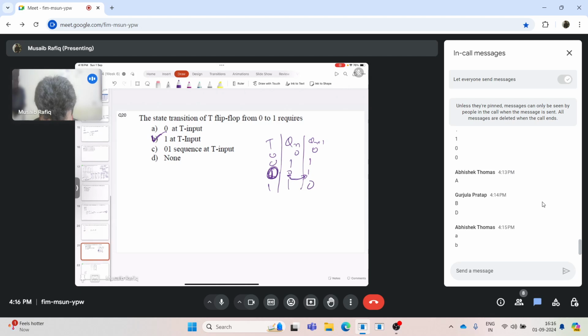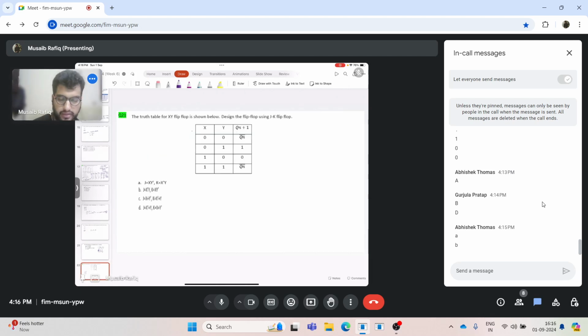Now this is the last question of today's live session. This is a question I would like you guys to solve first, and then ultimately I'll show you the solution. I'll read the question for you guys. The truth table for XY flip-flop is shown below. Design the flip-flop using JK flip-flop. So you need to design a XY flip-flop using a JK flip-flop. It's again a question based on the conversion problem. So solve it and then I'll show the solution. I'll give you 3-4 minutes and then I'll show the solution.